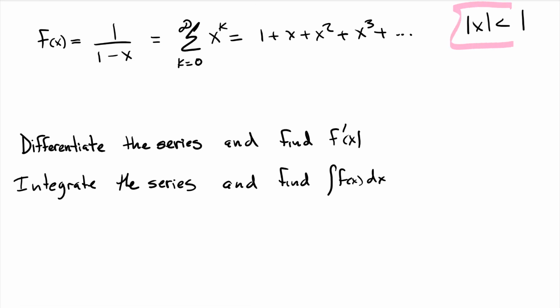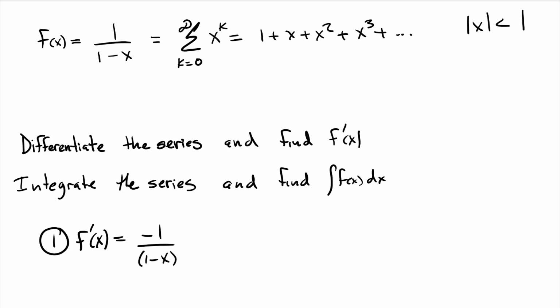But the only thing we need to make certain of is that it's only going to work for x values where the absolute value of x is less than 1. So anything in between -1 and +1, this would work. It tells you at the beginning. So let's start off with differentiating the series, and let's find f prime first. F prime of x is equal to 1 over 1 minus x all squared. Neat.